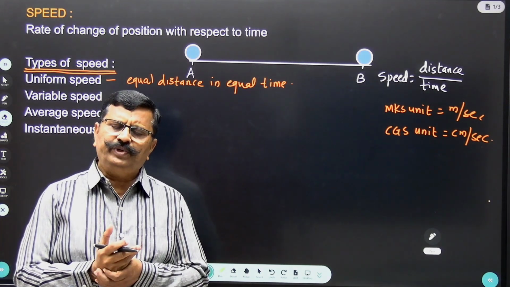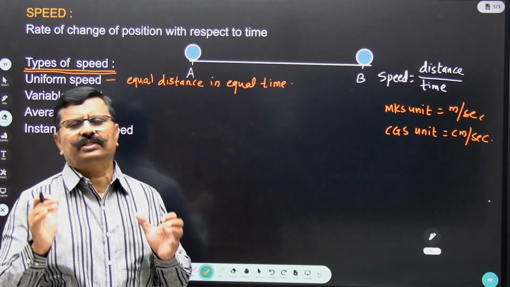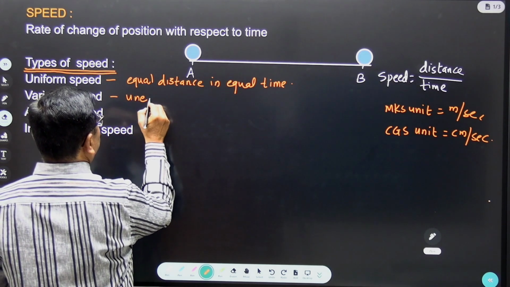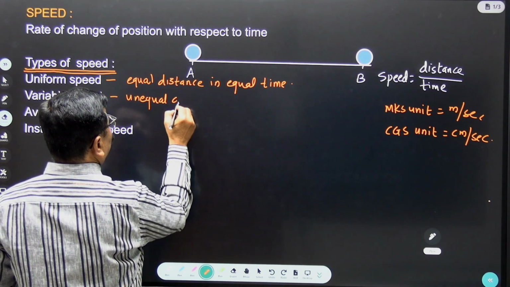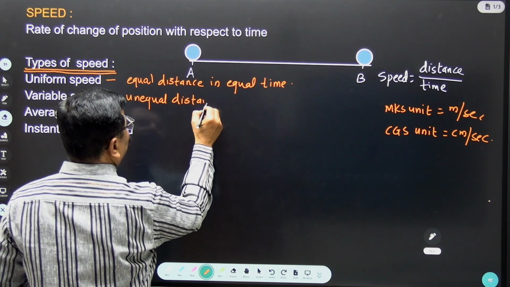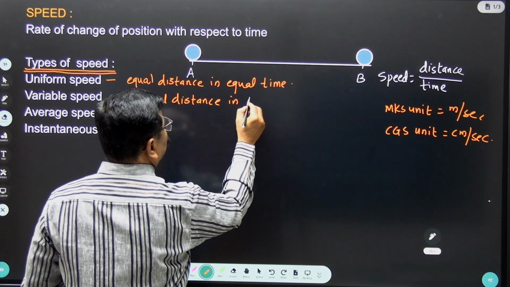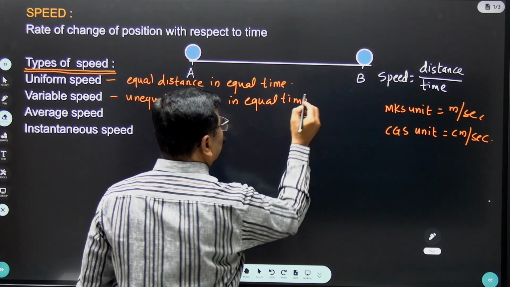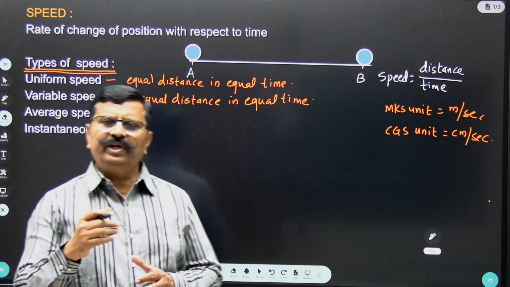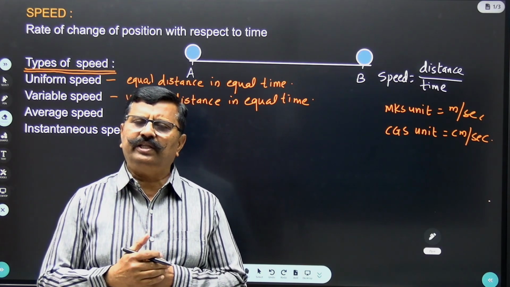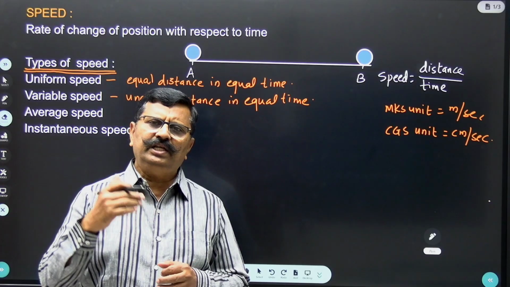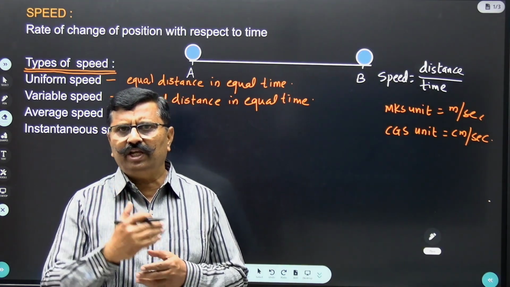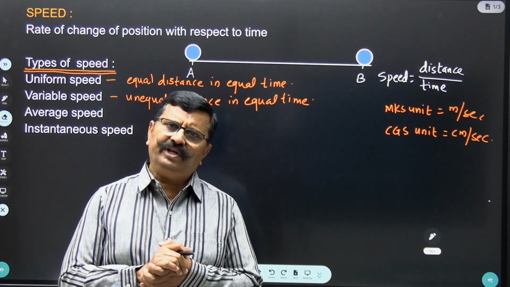Then what is variable speed? When a body covers unequal distance in equal time, or in unequal time, so the body is moving with different speeds. Then we say that the speed is changing. Speed is variable. And now when the body is having variable speed, how do you find the average speed?